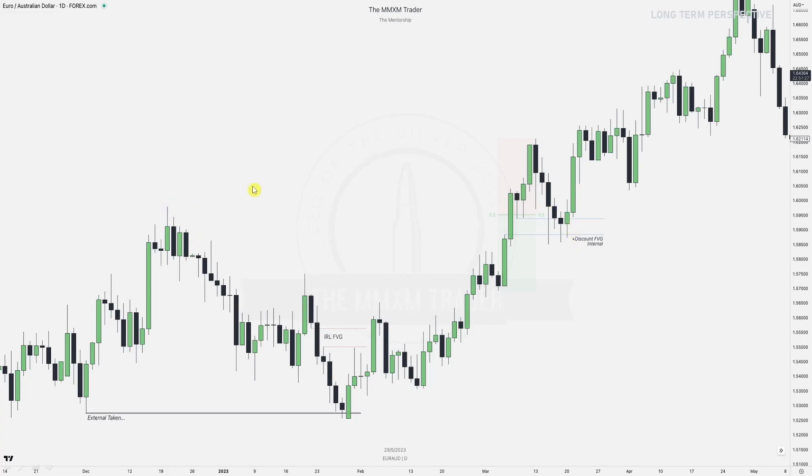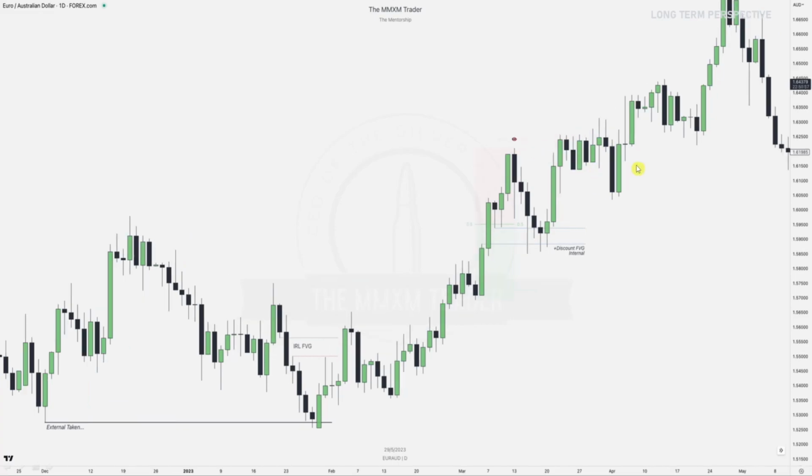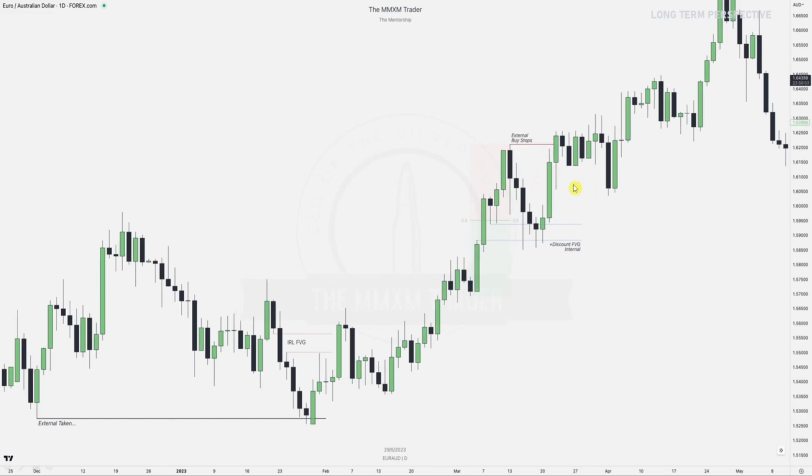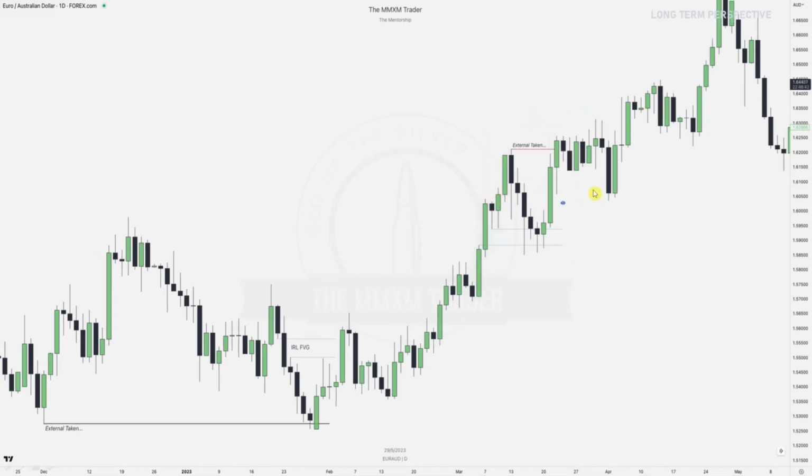We went external, right? And then we go back to internal. And once we hit internal, we want to go external once again, which is up here, right? Putting that I on there. So over here, external buy stops, and this keeps repeating over and over and over again. So external has been taken. So now where do we want to draw into, right? Again, we go from external to internal and then from internal back to external.